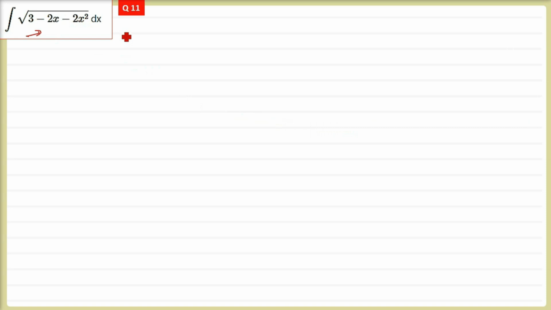Now this question I will leave it for you because we have already done 10 questions, but I'll tell you the basic step. You just have to make it a perfect square and apply the formula. So when you take negative outside, you will get 2x square plus 2x minus 3. Now just take negative 2 actually. Negative will not solve our purpose. We have to take negative 2 outside.